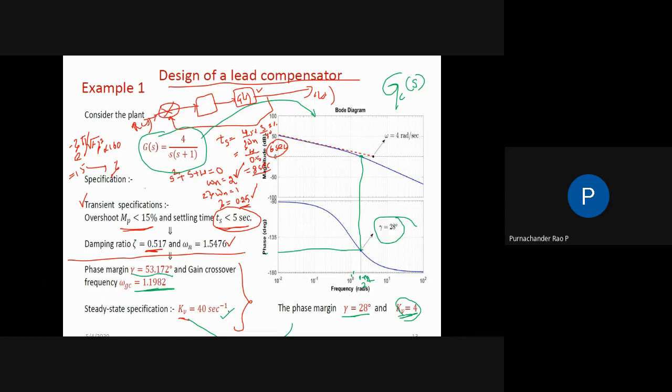Once again, I'm telling you, for the given system, 4 by S into S plus 1, the settling time is 8 seconds or 6 seconds, and the damping ratio is 0.25. And the peak overshoot is greater than 15%. Normally, if you observe this, using this zeta, you can find the peak overshoot, which is greater than 15%. But our requirements are a peak overshoot of 15% and a settling time of 5 seconds.